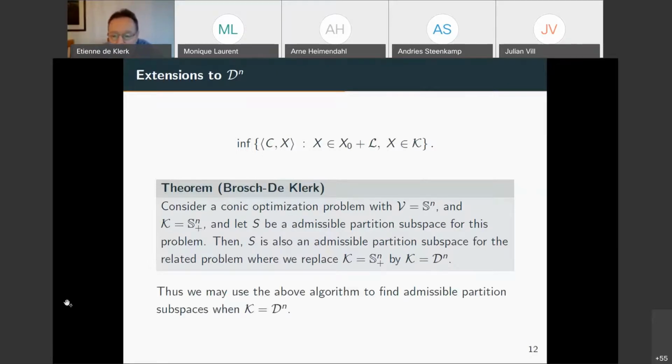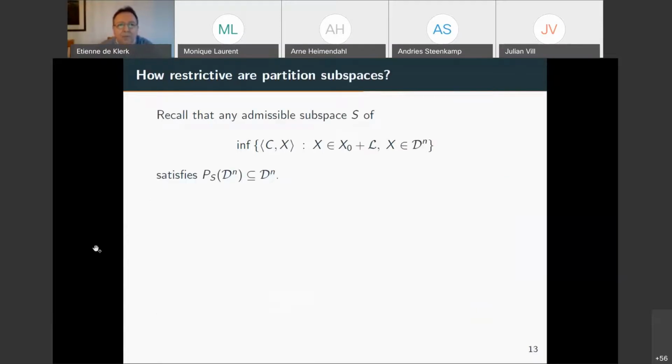And then, of course, the practical implication is that we may use this algorithm I showed you to find an admissible partition subspace for the doubly non-negative cone. So we just do it for the semi-definite cone, and what we get out of the computation is also an admissible partition subspace for the doubly non-negative cone. Maybe not minimal, but it is an admissible partition subspace. Okay, so that's one thing.